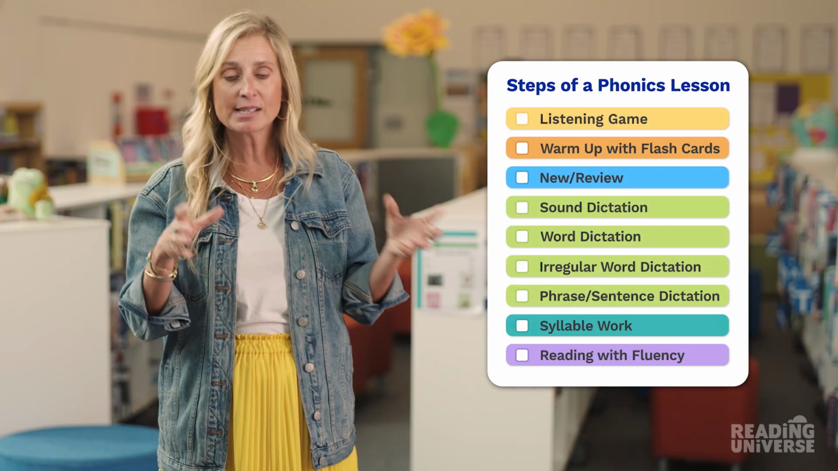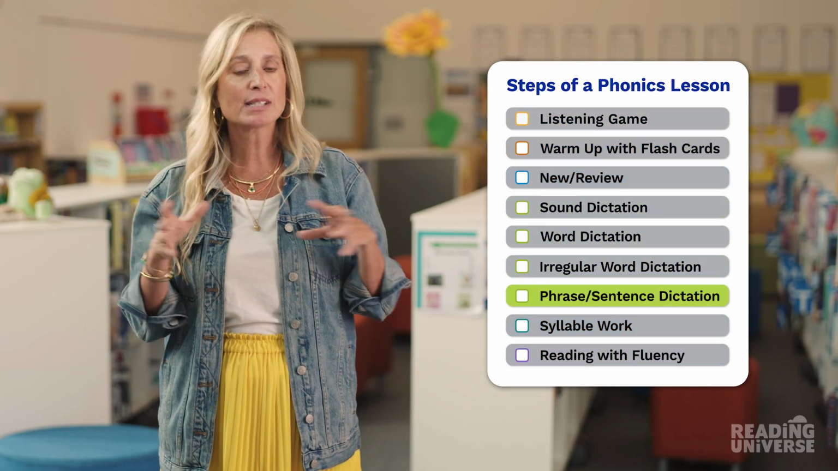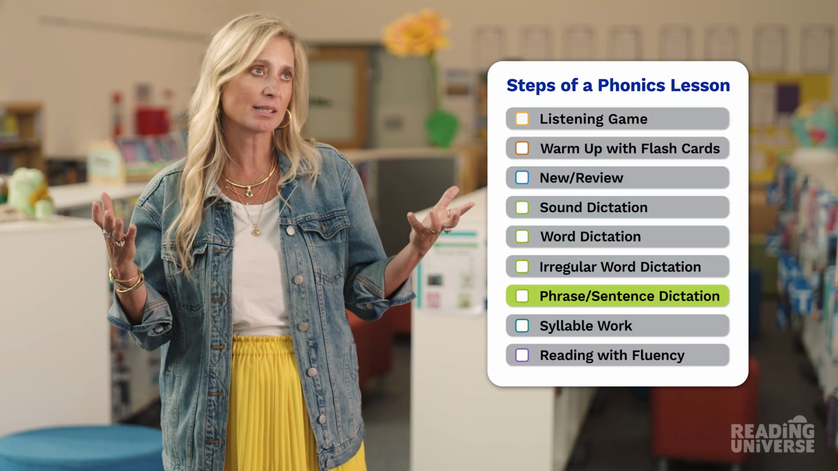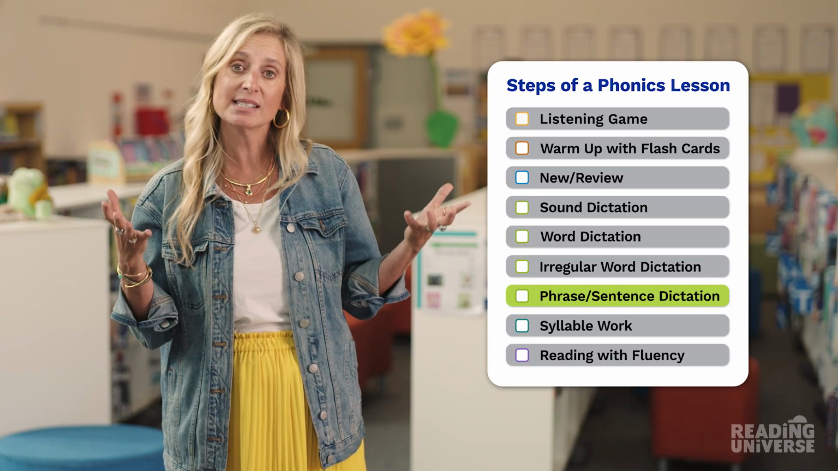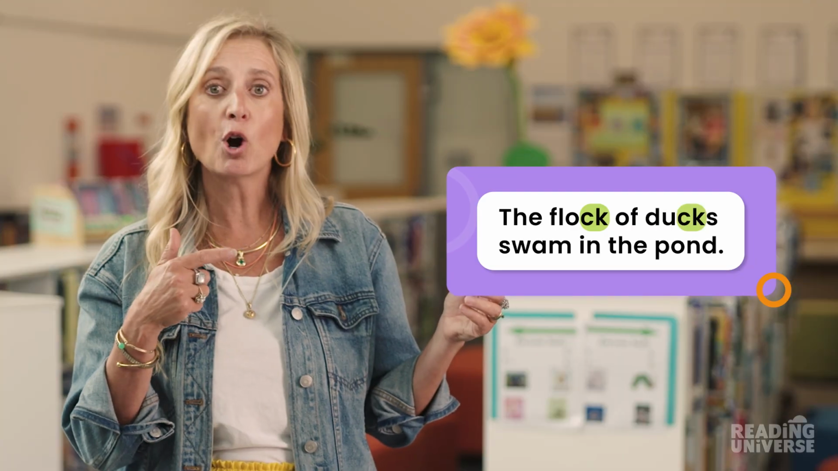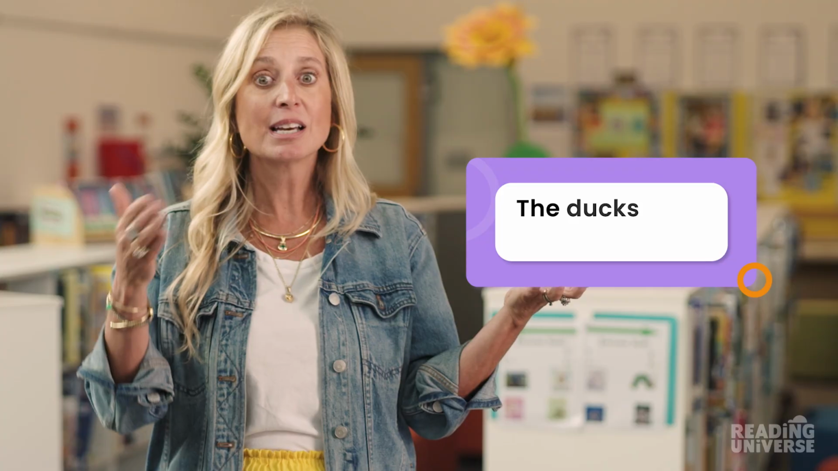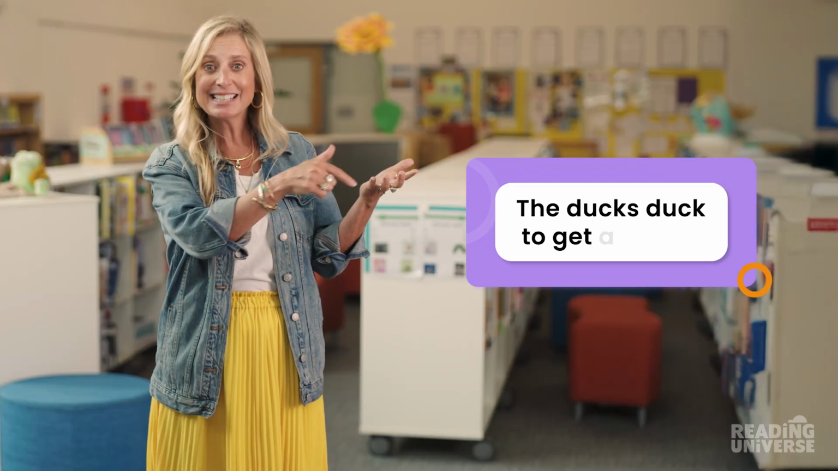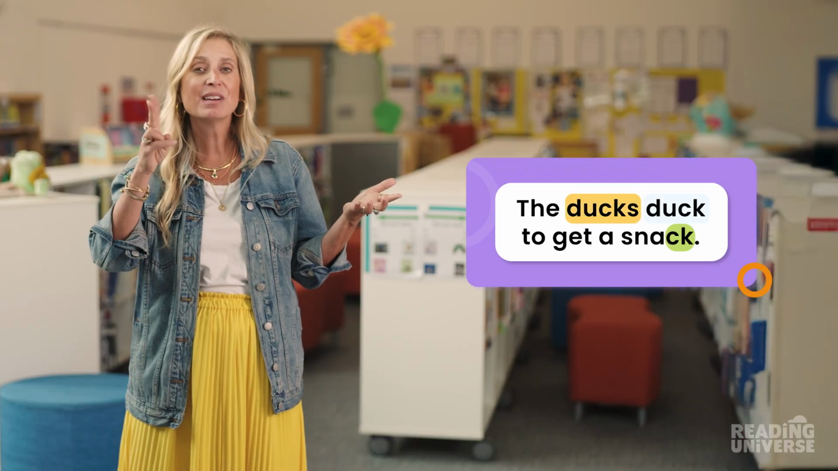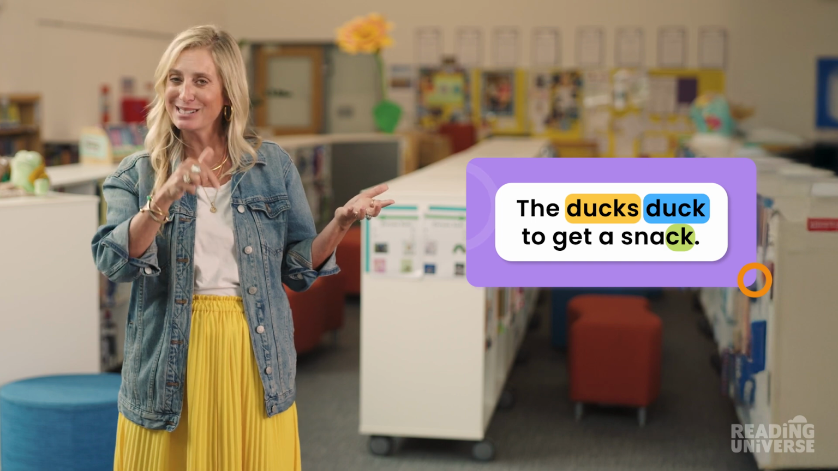And then what can happen, as you've intentionally built your vocabulary by selecting words that give you multiple meanings, nuanced definitions, different uses, then you can build that into your phrases like a flock of ducks and your sentences. So for instance, you could build a group of sentences for your sentence dictation that says, the flock of ducks swam in the pond. All of those words are decodable for kids that are doing the CK rule. Your next sentence could be, the ducks duck to get a snack. So then you get both meanings of duck in the same sentence.